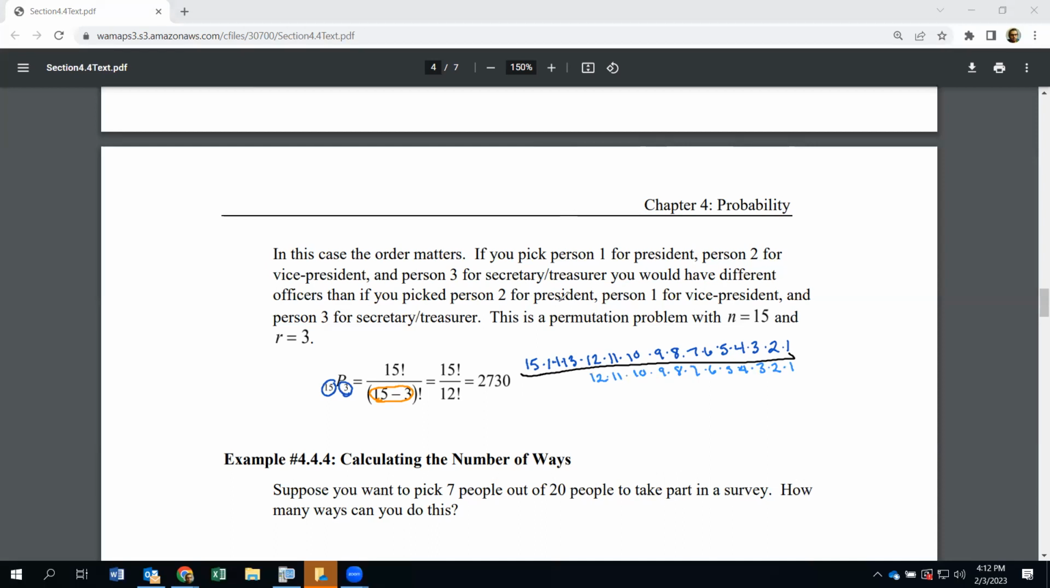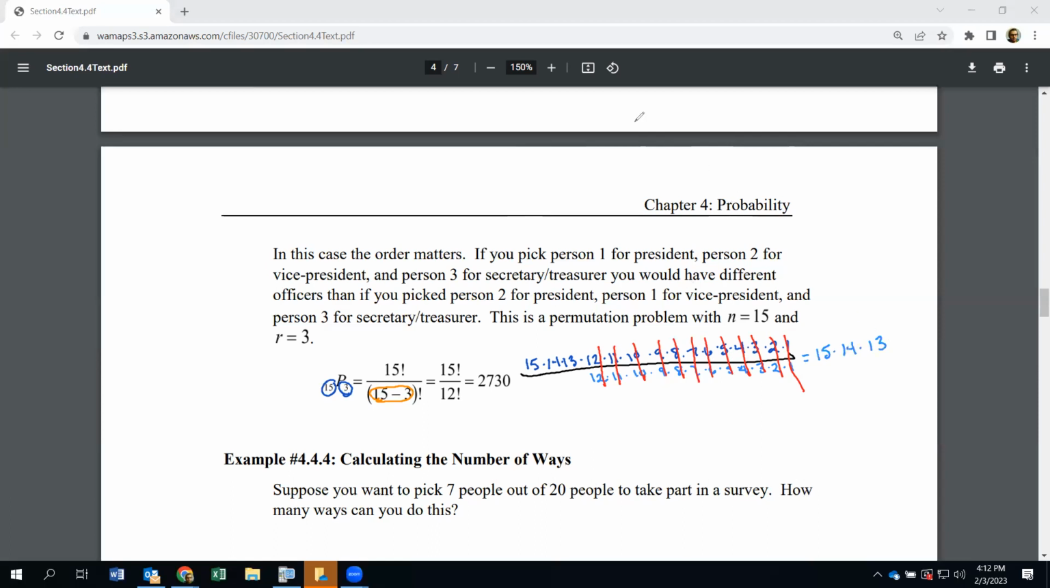So what I want to call out is that the top is just one big multiplication. The bottom is also its own one big multiplication. There's no addition or subtraction. So because of this, we can go through and actually reduce things out. I have a 12 in the numerator and a 12 in the denominator. They're gone. As with the 11, 10, 9, I think you get the picture. You don't need me to count down a second time. So the only numbers that are left are the 15, the 14, and the 13.